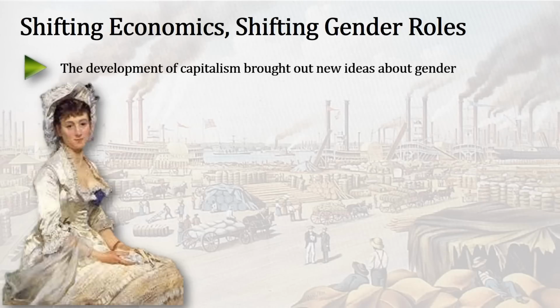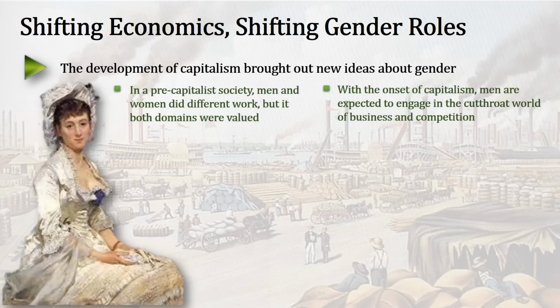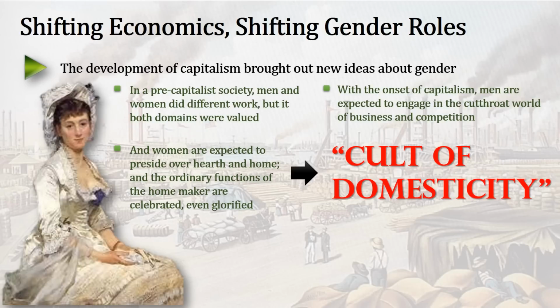Well, the development of capitalism in the United States in the 1830s, 40s, and 50s brings out new ideas about gender, or about the ways in which men and women are supposed to behave in society and towards one another. You see, in a pre-capitalist society, men and women did different work. They had different spheres, so to speak, but both domains were equally valued. With the onset of capitalism, men are expected now to engage in the cutthroat world of business and competition, and women are expected to preside over hearth and home, and the ordinary functions of the homemaker are celebrated, idealized, even glorified. And this is what's known as the cult of domesticity, which prevailed in the 1830s through really the 1860s.